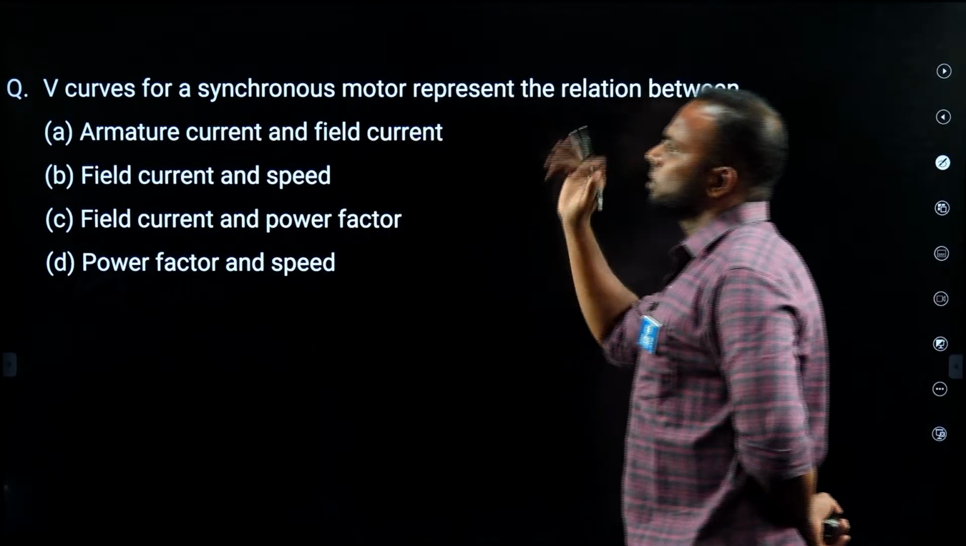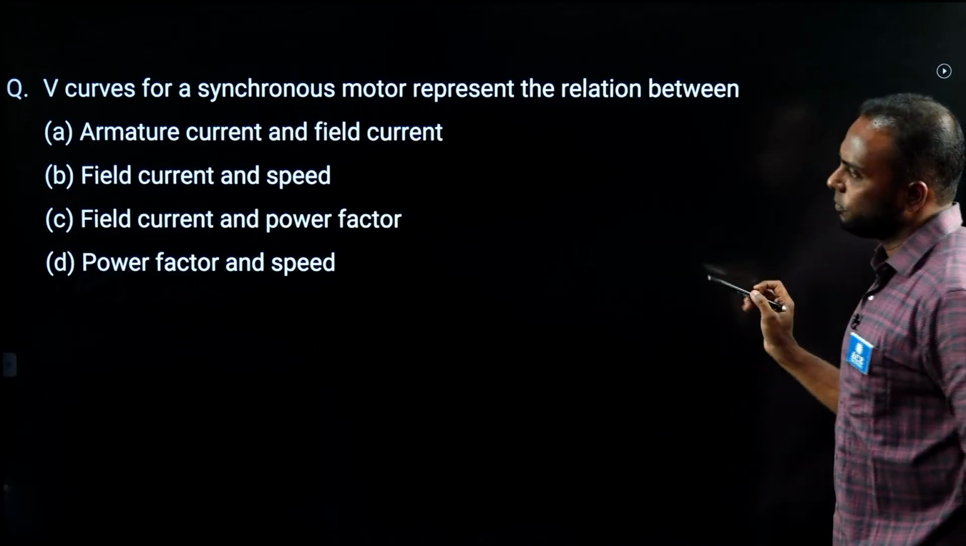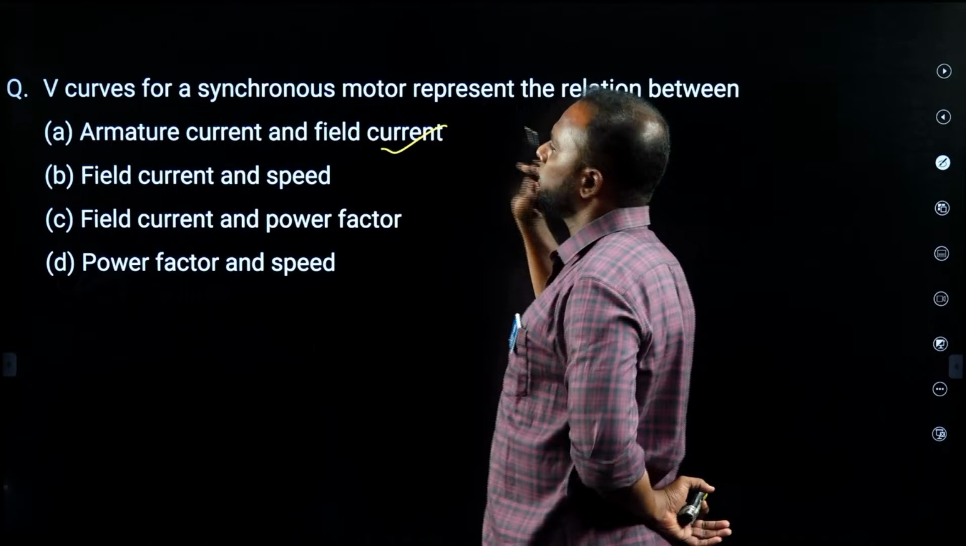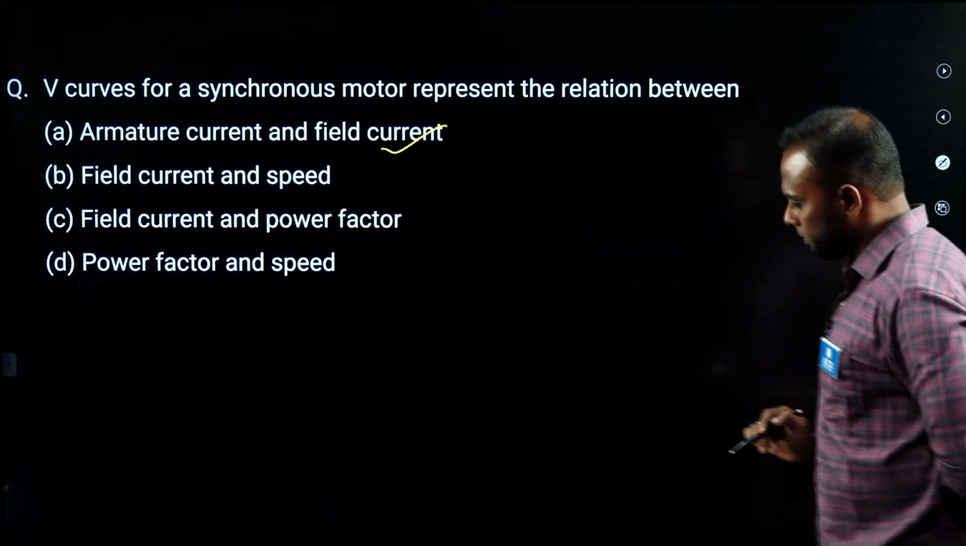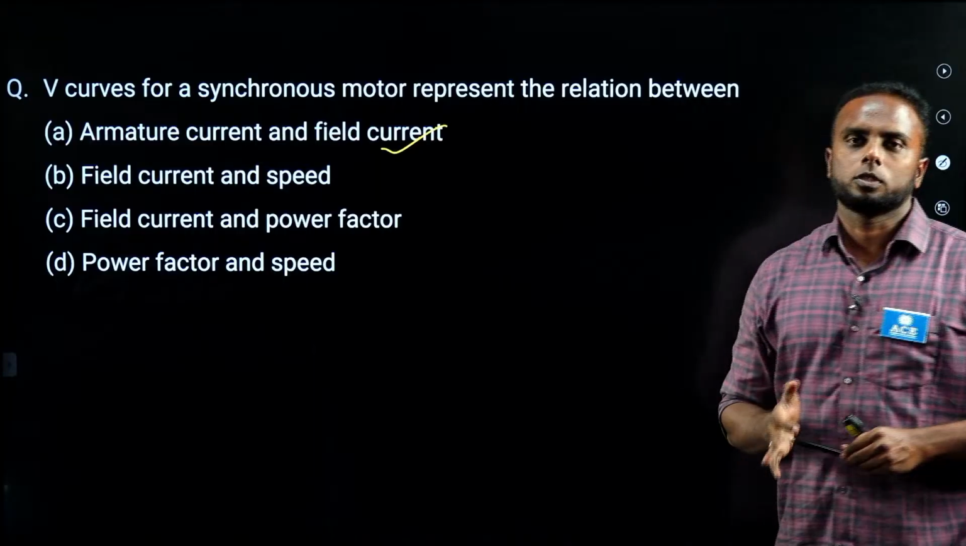V curve of synchronous motor. So the V curve is drawn between what? Armature current versus field current. Armature current versus field current. Option A. Okay.